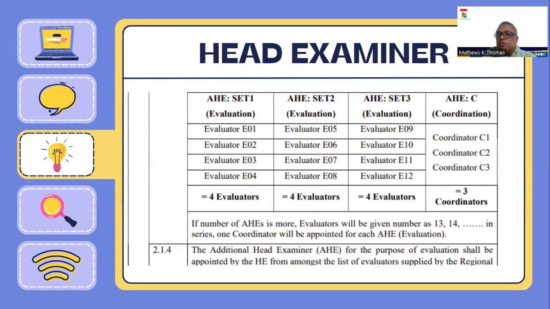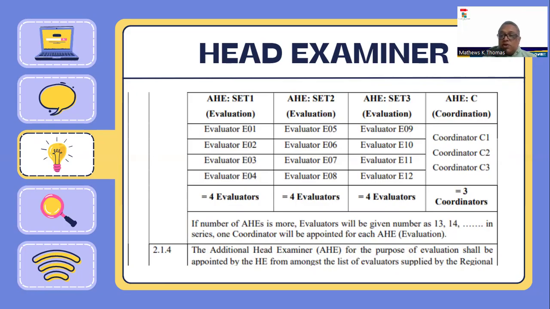So he will go through all the papers and check whether the evaluation is complete. If there is anything missing, whether the totaling is correct, and they have to also enter it into the computer. And the 3 coordinators are headed by the AHE for coordination. So there will be 4 AHEs. So 1 head examiner, 3 AHEs for evaluation, and 1 AHE for coordination. And under each AHE for evaluation, there are 4 evaluators. And under the AHE for coordination, there are 3 coordinators.